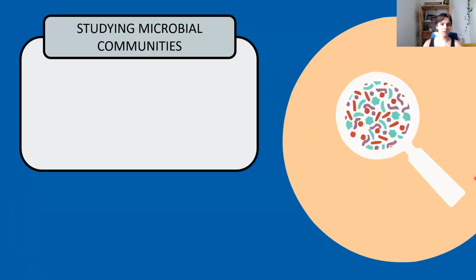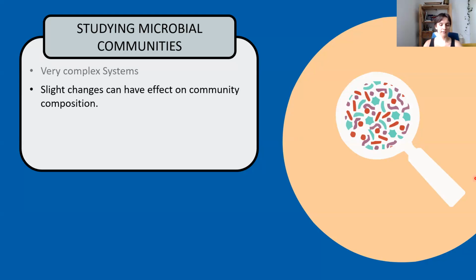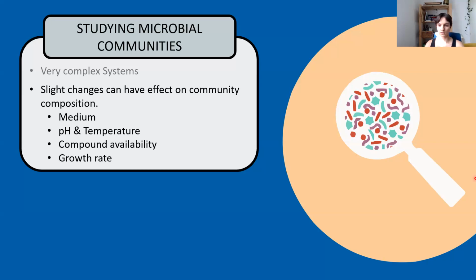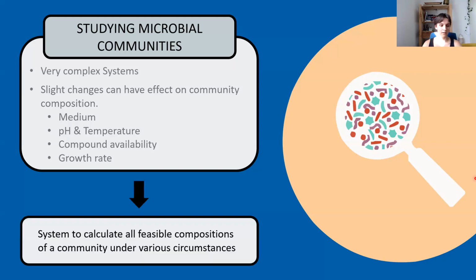Now, studying microbial communities comes with a few challenges, as they are very complex systems, and slight changes can have an effect on the community composition. And these changes include the medium, the pH and temperature, compound availability, and the growth rate of the community. And this is why we created a system to calculate all feasible compositions of a community under such various circumstances.